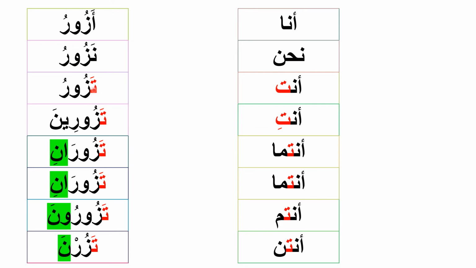The letter te indicates that the verb is in the second person. It means that you are talking to someone. أنت تزور, you visit. As you notice, the prefix of the verbs and the pronouns share the letter te.